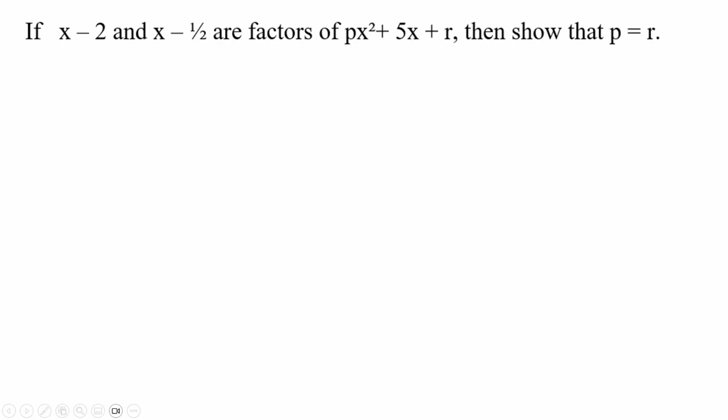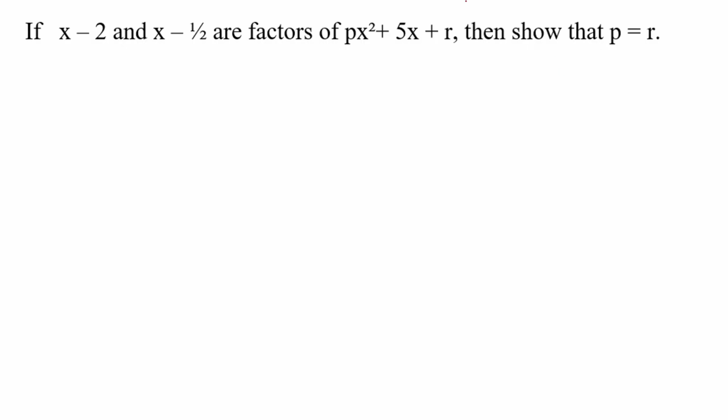If x minus 2 and x minus 1 by 2 are factors of px square plus 5x plus r, show that p is equal to r. This seems very confusing at first, because this is a showing question, especially when we're knowing polynomials. But if you try to break it down, it's quite easy. See, I'm going to show you how we're going to be able to do this.